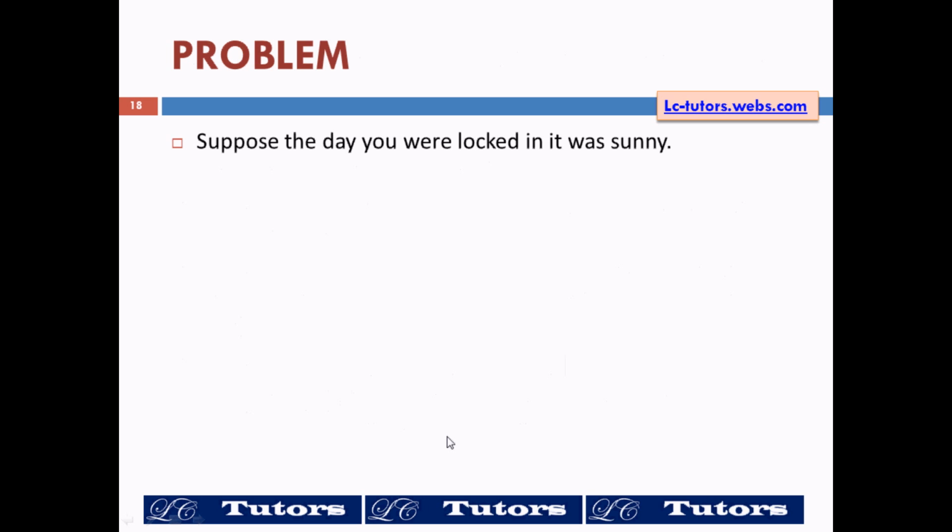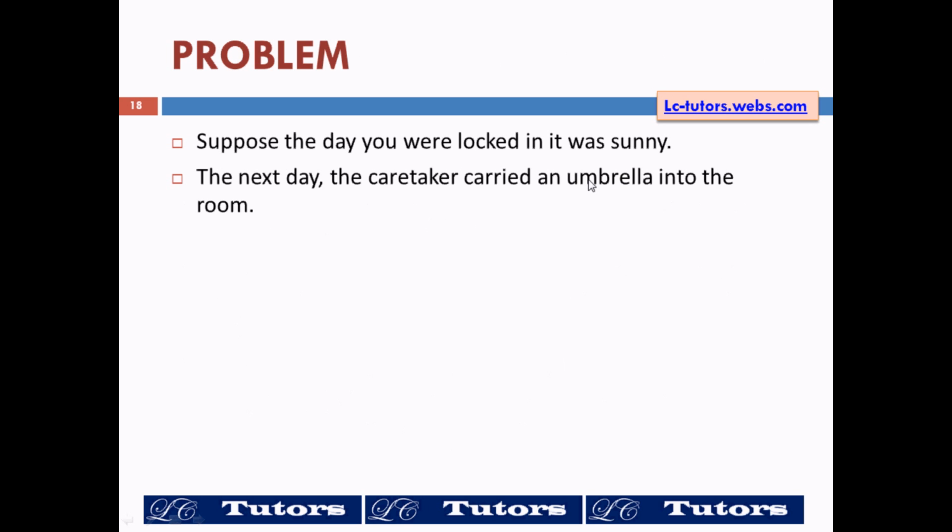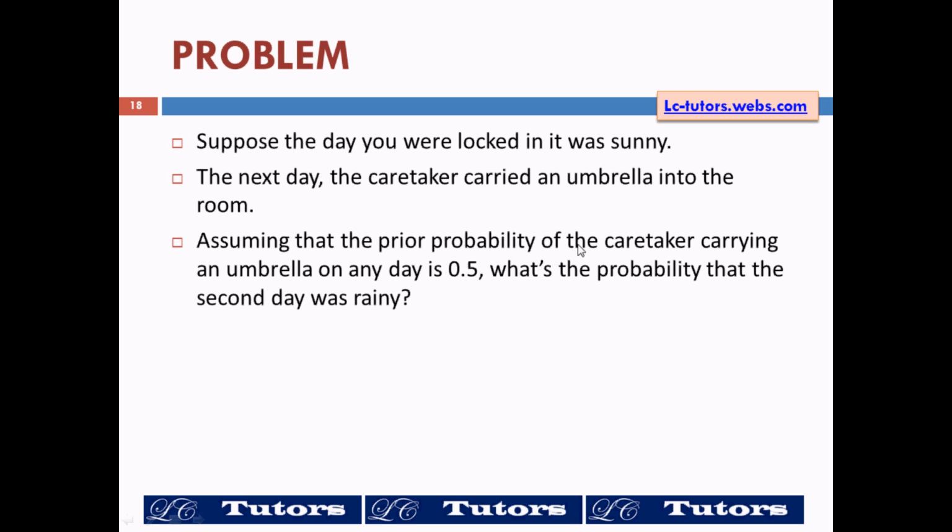Here's the problem. Suppose the day you were locked in it was sunny. The next day the caretaker carried an umbrella into the room. Assuming that the prior probability of the caretaker carrying an umbrella on any day is 0.5, what's the probability that the second day was rainy?